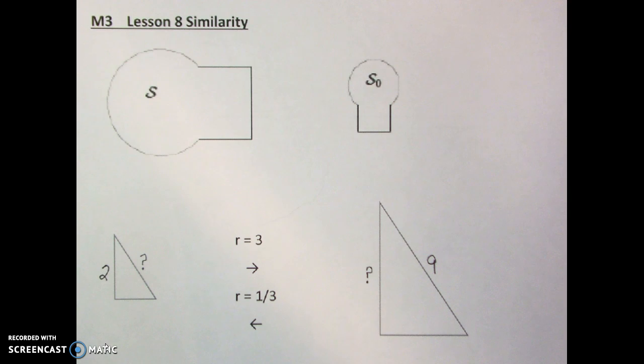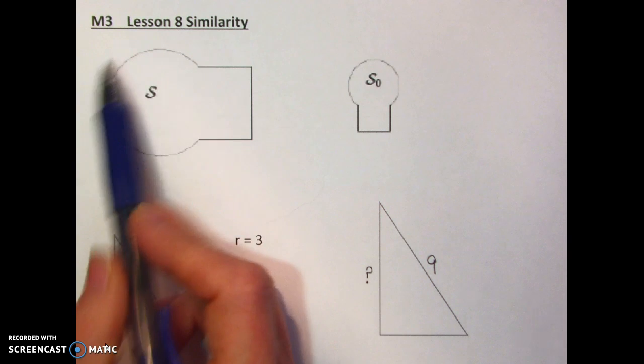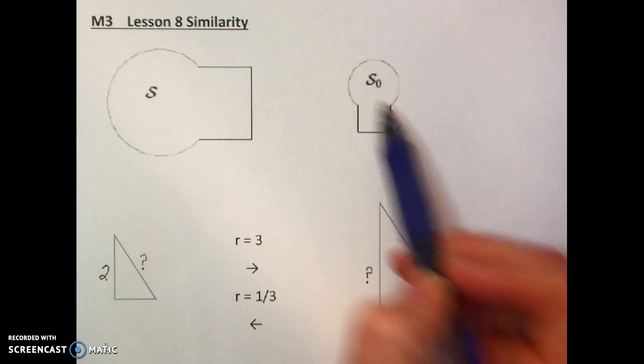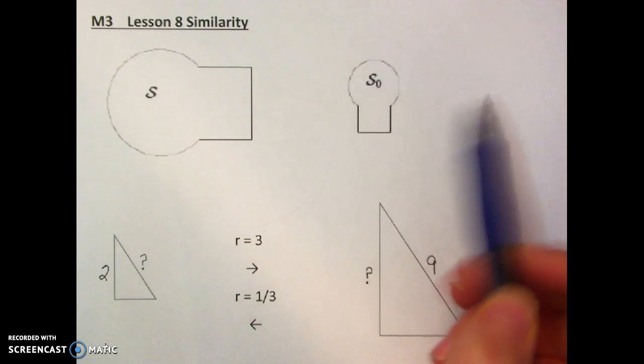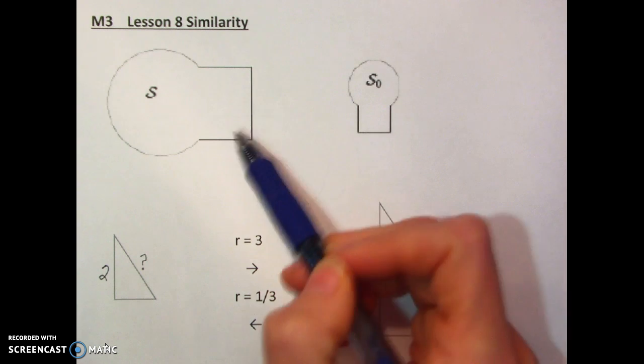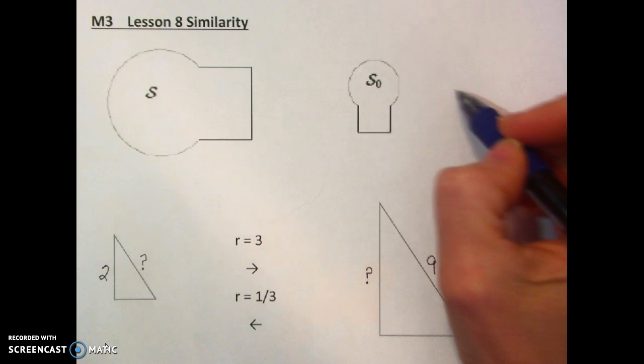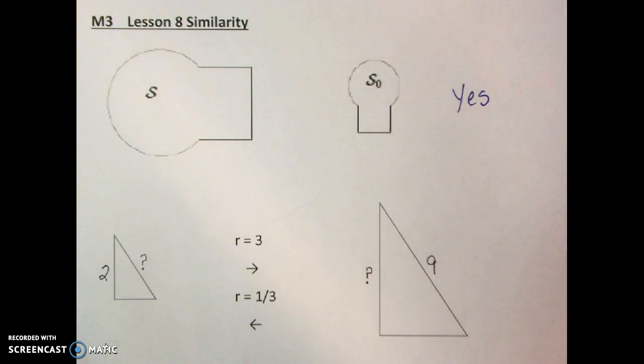However, do they have to be oriented the same way on the paper? No, they don't have to have the same orientation. In other words, this mushroom cloud is rolled to the side, this one is on the top. That doesn't matter. Okay, so these two are similar in shape. Yes, they are similar shapes.